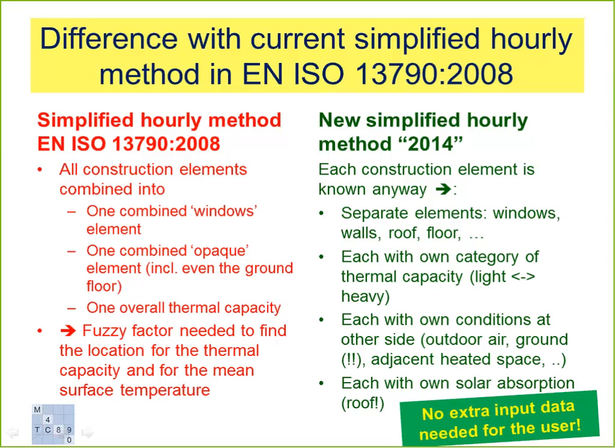And if you look at the new simplified hourly method, we are working on it at this moment, because we know each construction element anyway, that is the input for the calculation. So we keep these elements separate in the calculation. So the windows, the walls, the roof, and the floor, each can have their own thermal capacity category, whether it's light or heavy. Each one can have their own conditions at the other side, so whether it's outdoor air or is the ground, which is a very important element, whether it's adjacent heated space, and each can have their own solar absorption factor. So for instance, for a large roof, that's also important. And again, no extra input data is needed for the user. So we have a lot of advantages compared to the current method.